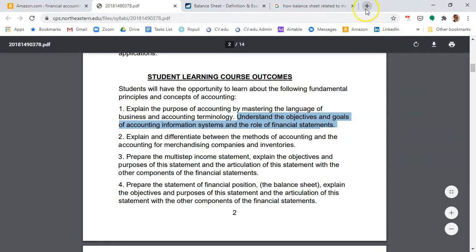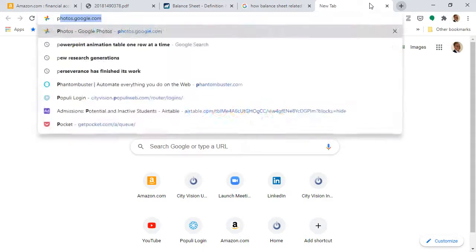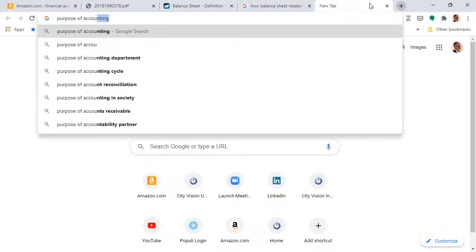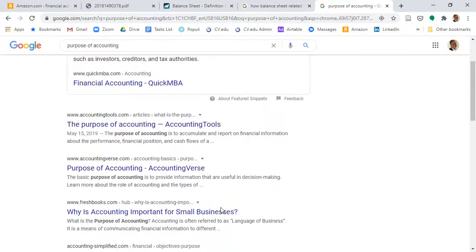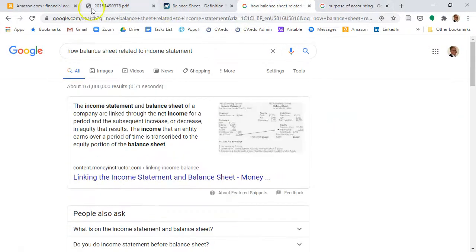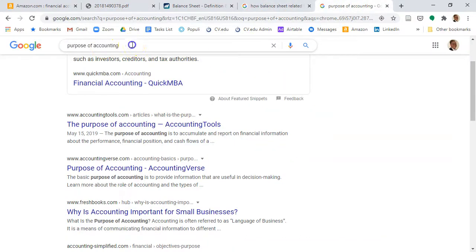If I were trying to demonstrate this, I would type in some searches, just because you probably know this, but you probably want to understand it. Purpose of accounting. If you're going to ever quote something, you have to reference it, right? But you want to be able to explain some of these things. So you're starting with this: what's the purpose of accounting, and what is the role of financial statements?